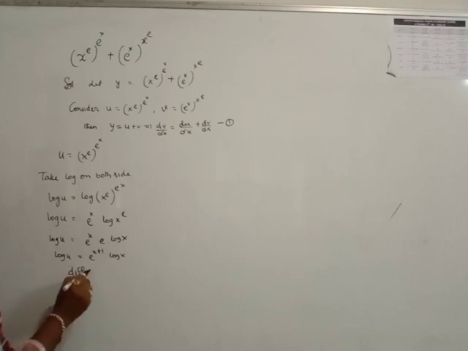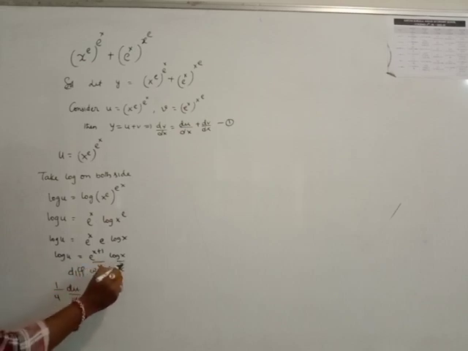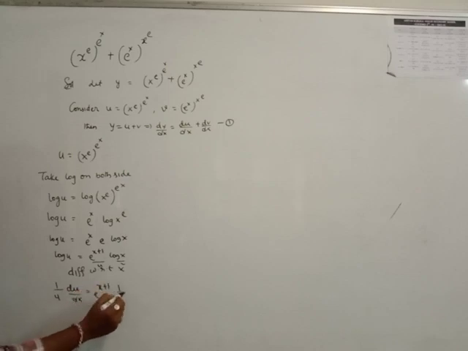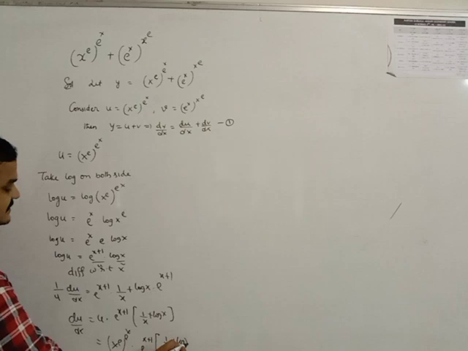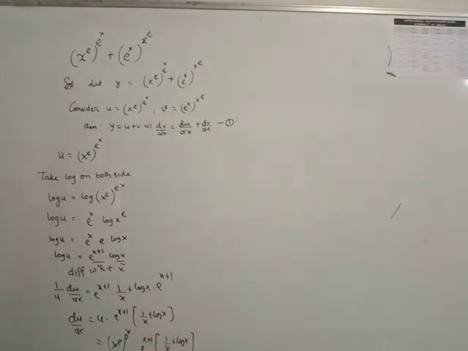Now differentiate with respect to x. 1 by u du by dx is equal to, using the uv formula, e power of x plus 1 into derivative of log x, which is 1 by x, plus log x into derivative of e power of x plus 1, which is e power of x plus 1. So du by dx is equal to u into e power of x plus 1, which is common from both terms, into 1 by x plus log x. Substituting the u value, x power of e whole to the power of e power of x into e power of x plus 1 into 1 by x plus log x. This is the du by dx value.